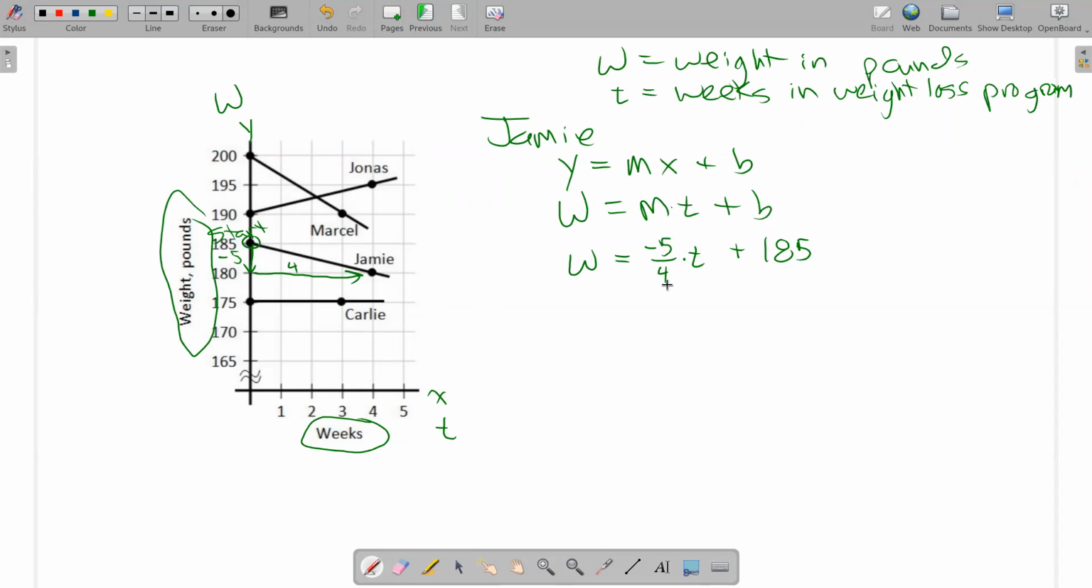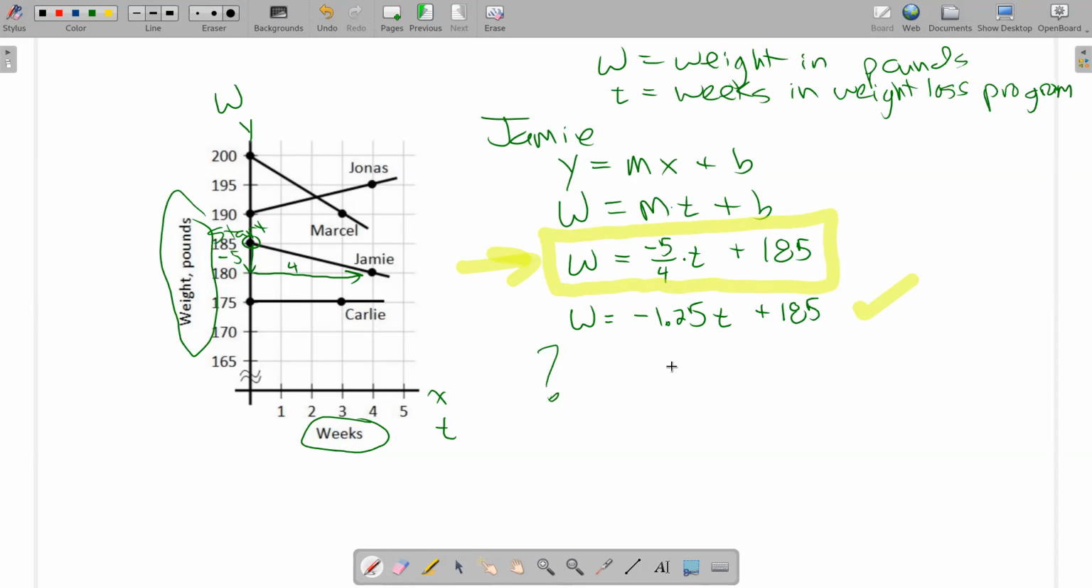Now, dividing by 4 is nice. It works out good. If you plug that into your calculator, you're going to get negative 1.25 pounds per week. So I could write it this way. If the decimal gets weird, like it fills up the whole calculator screen, then I'm probably going to stick with the fraction instead of the decimal. So I like that answer better, but this one is okay too. So that's Jamie's equation right there. I like this one.